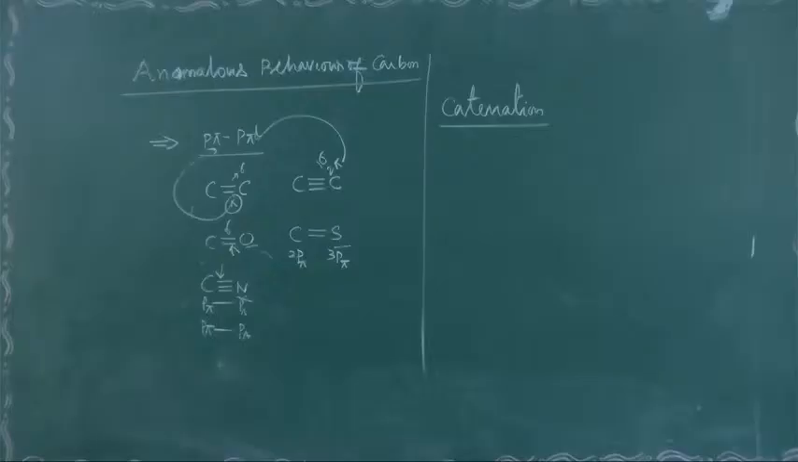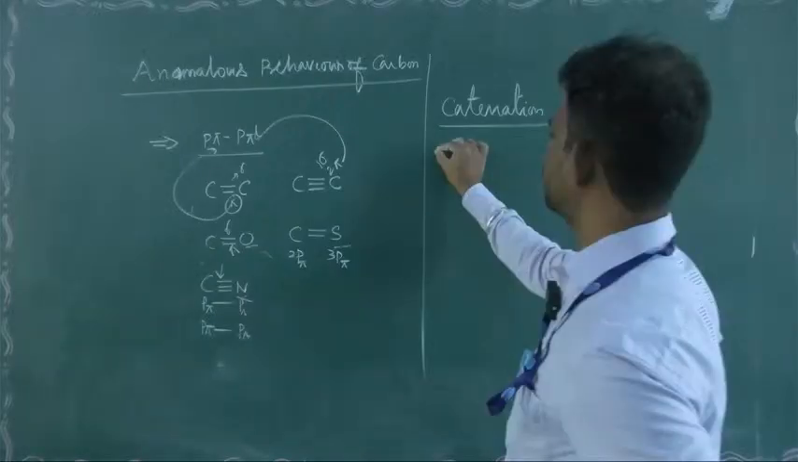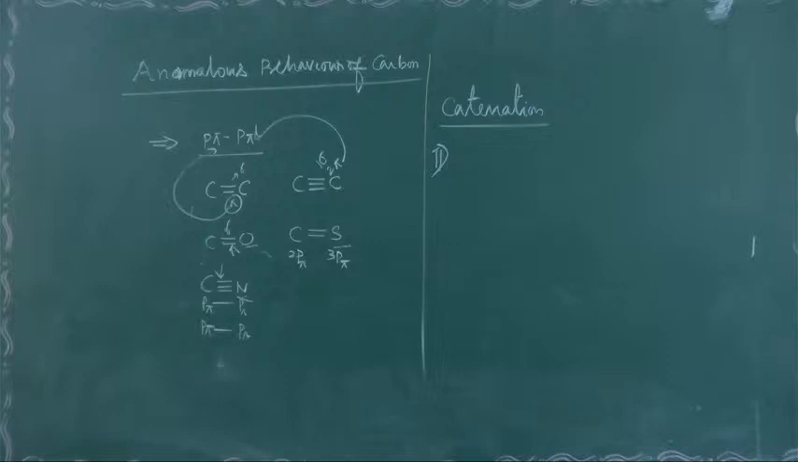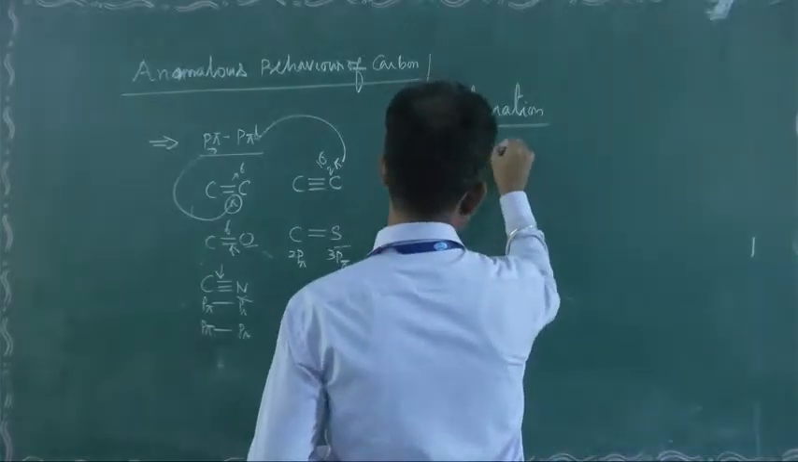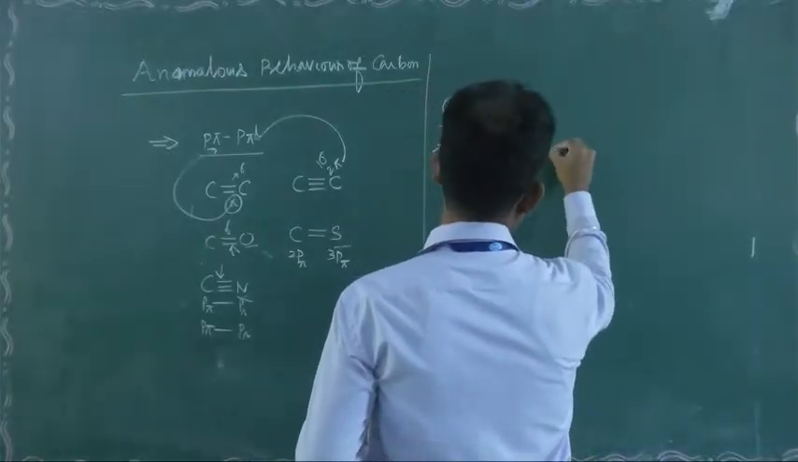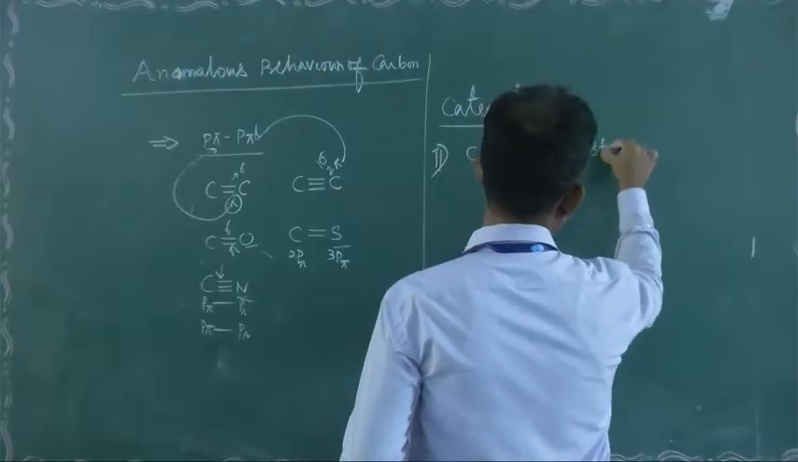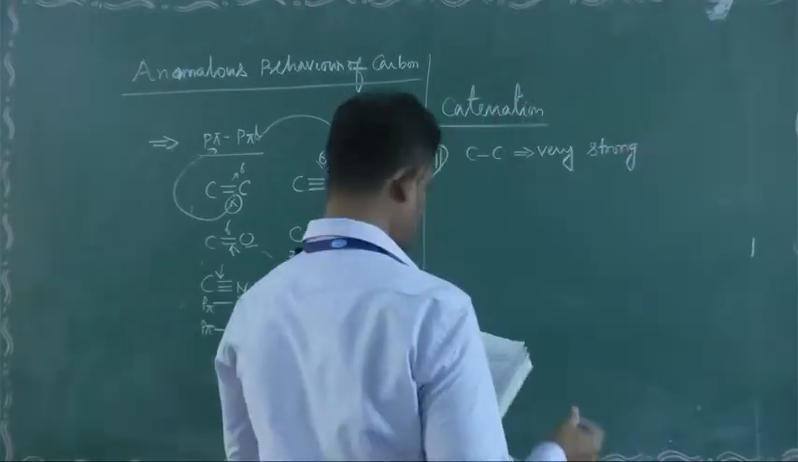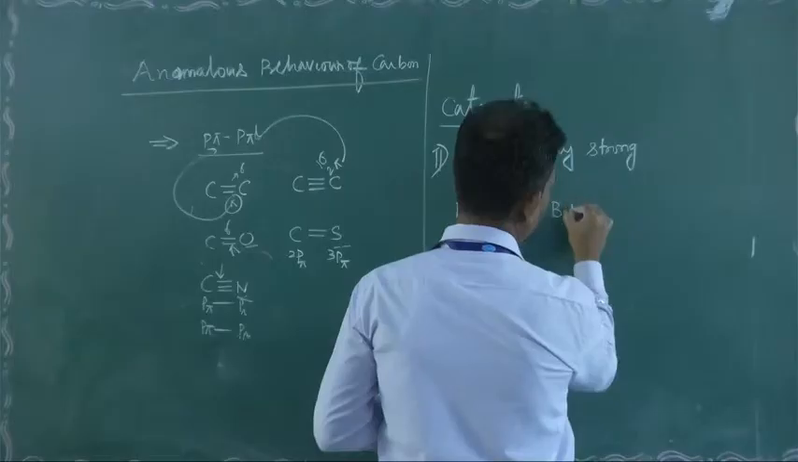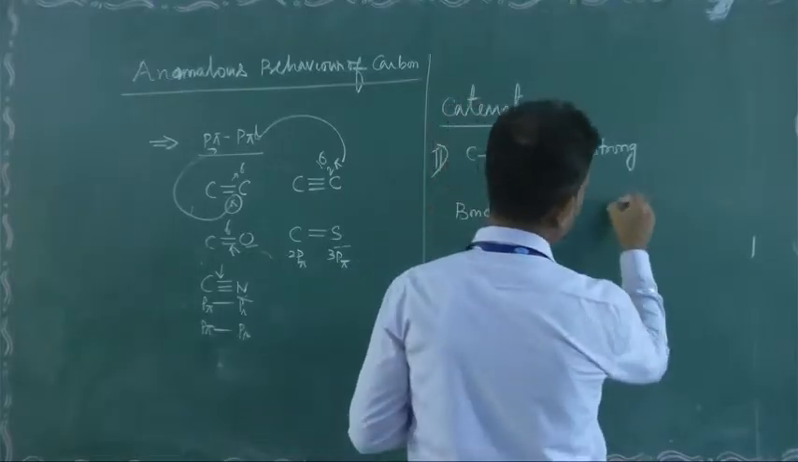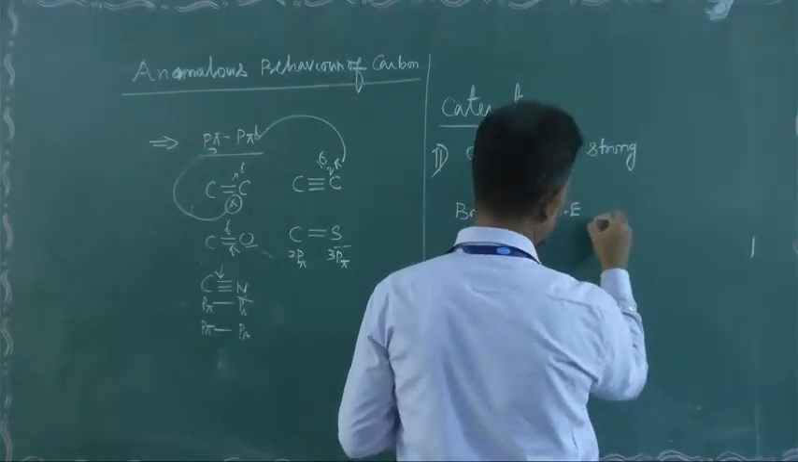The reason for this catenation is that carbon-carbon bonds are very strong. Next, this is an important point: bond energy in kilojoules per mole.